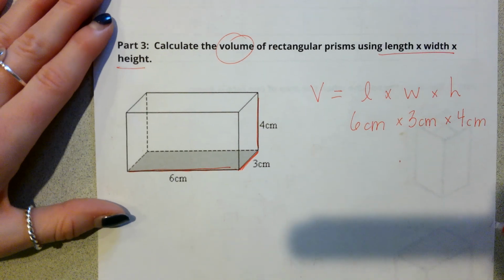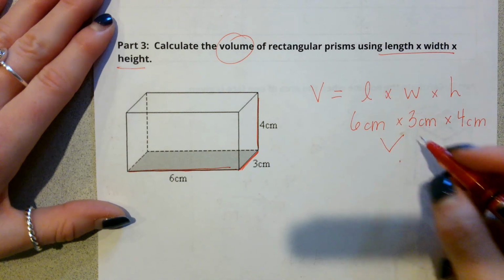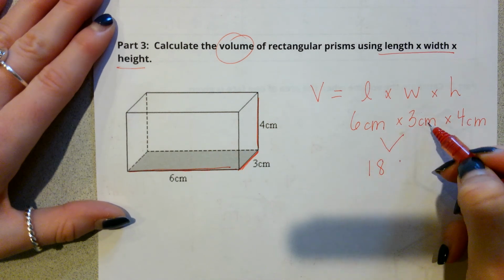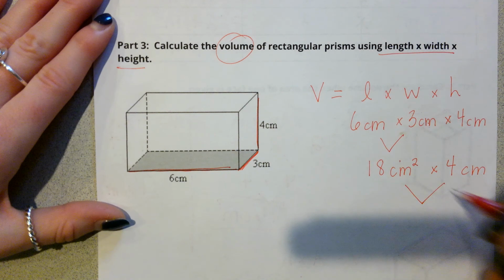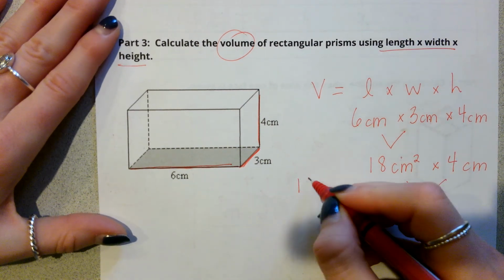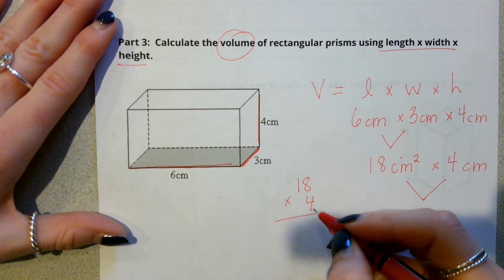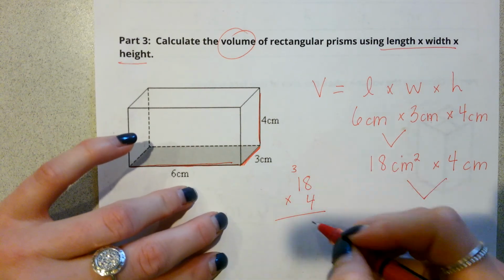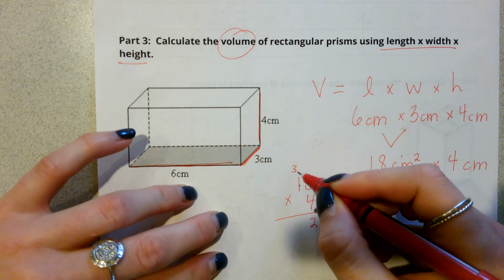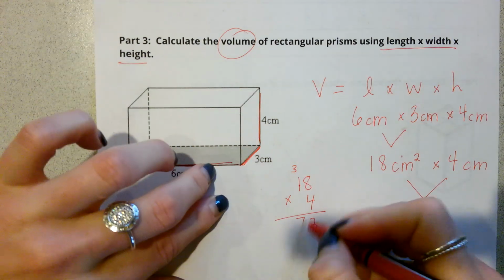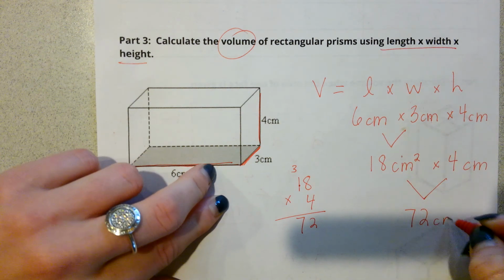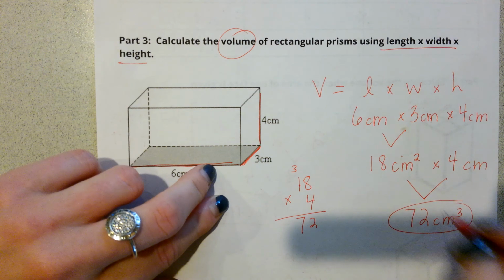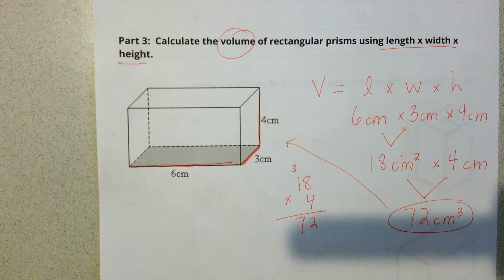I'm just going to multiply 1 by 1. So 6 times 3 is 18, and I have centimeters times centimeters, so I have 2 copies of those, so centimeters squared. And I still have my 4 centimeters, I can't forget about it. Now I have 18 times 4. 8, 16, 24, 32. 4 times 1 is 4, plus 3, 4, 5, 6, 7. 72. And I have centimeters squared times centimeters, so I have centimeters cubed. That's the volume of this shape.